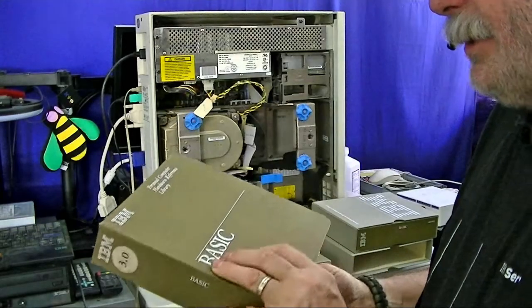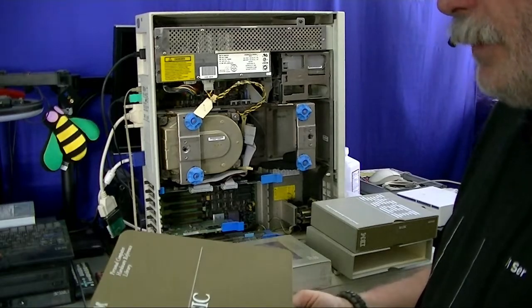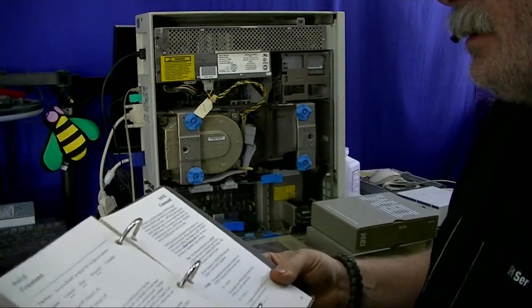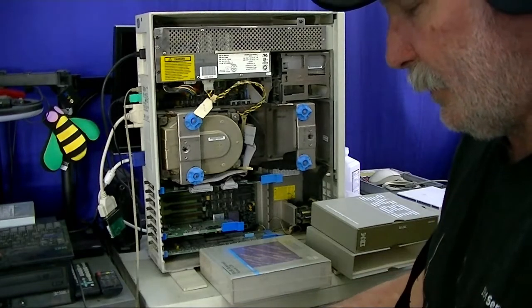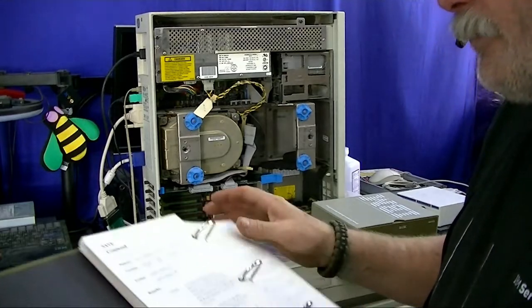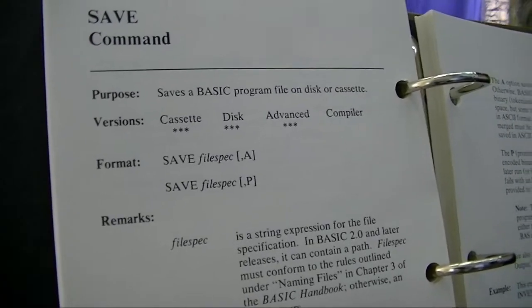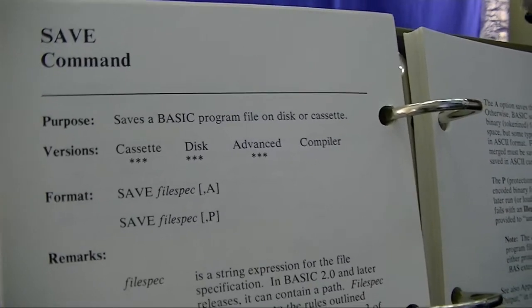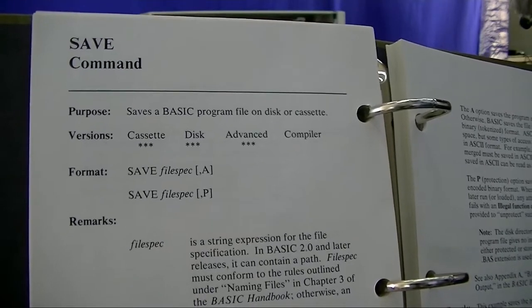And just because we're on DOS 3.3 here, I think this 3.0 manual is fine. But going to the SAVE command, and this is all organized alphabetically for these binders. And so here we have the SAVE command, and it saves a BASIC program file on disk or cassette. And it has the versions listed below that: cassette, disk, advanced, or compiler.